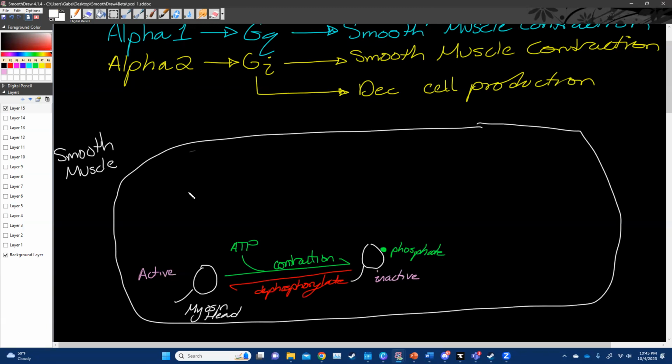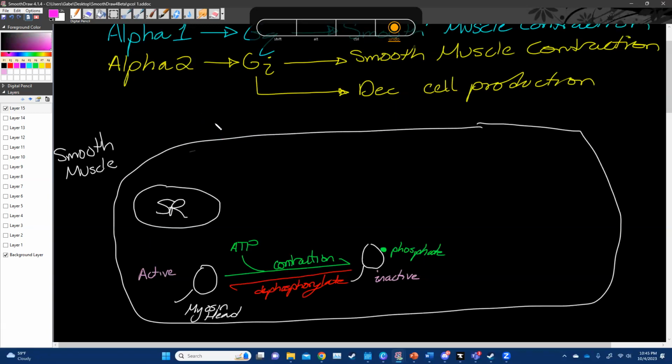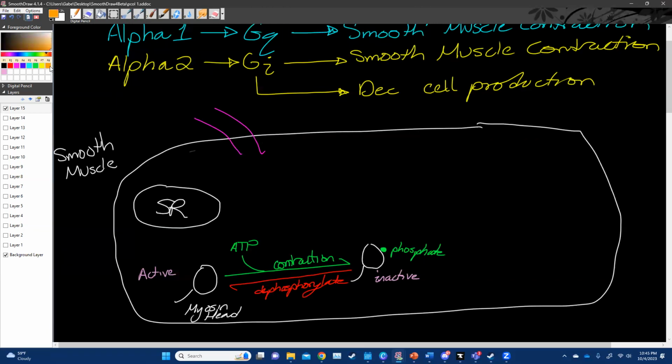What we know is that inside the smooth muscle cell, we have the sarcoplasmic reticulum, and we also have calcium channels allowing for calcium to flow into the cytoplasm. When calcium comes in, it interacts with calmodulin, where it then activates the myosin light chain kinase, which really all you have to know is that calcium causes a contraction. Boom.